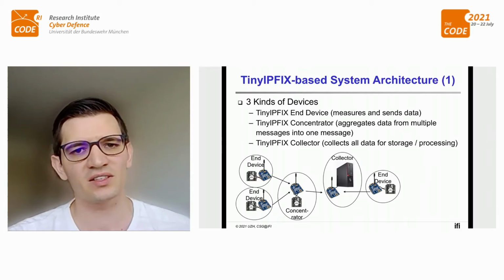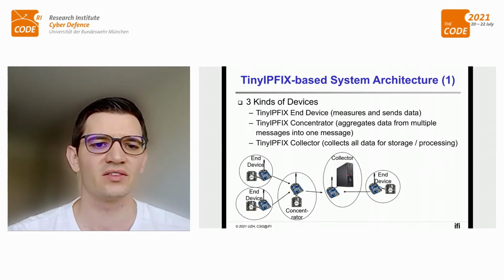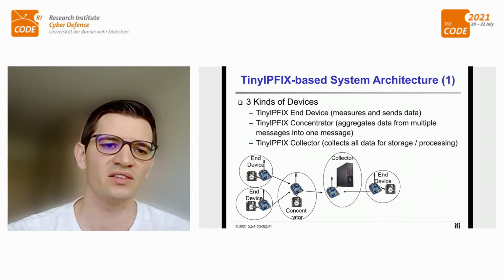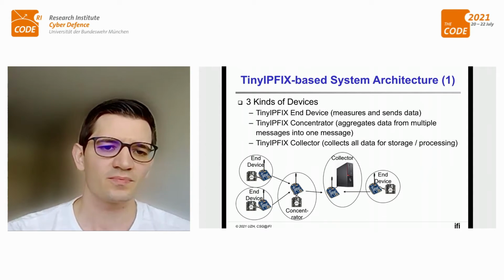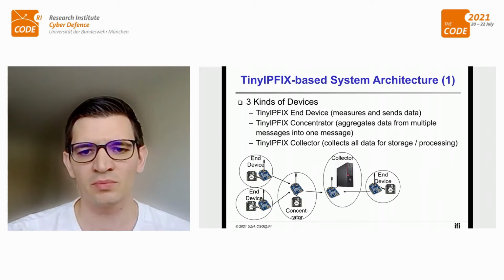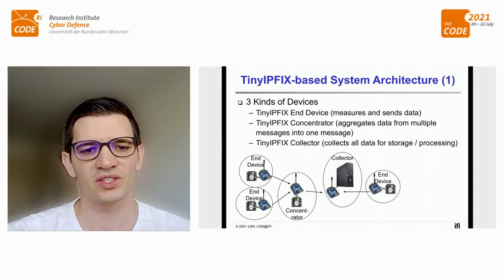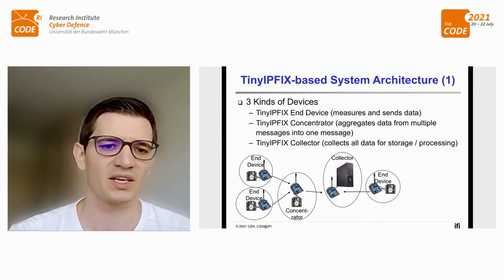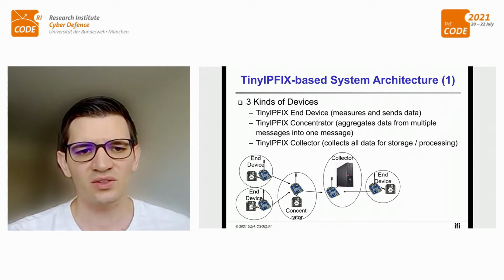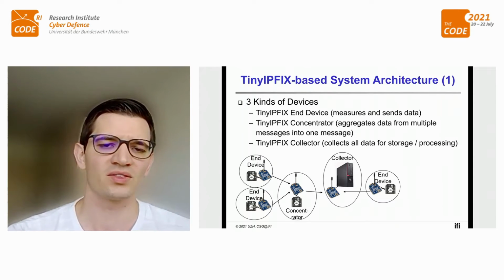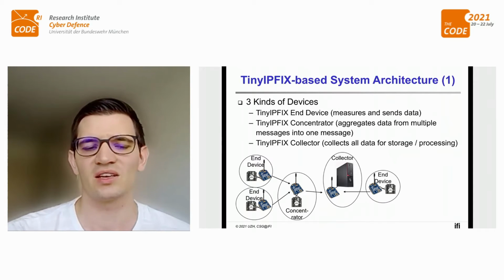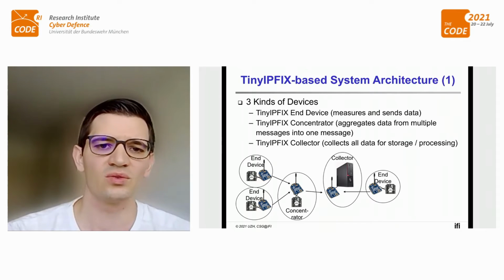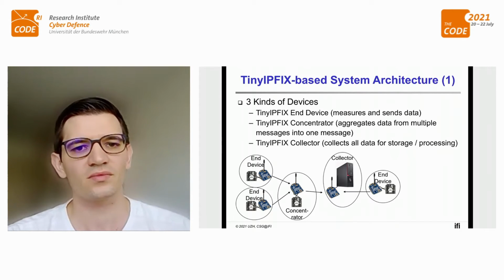The TinyIPFIX concentrators also measure the environment, but additionally, they can also receive data, and they aggregate multiple messages that they either received or created themselves into one single message. This leads to fewer messages, but bigger ones sent in the network, which saves energy. They also send their data towards the collector.